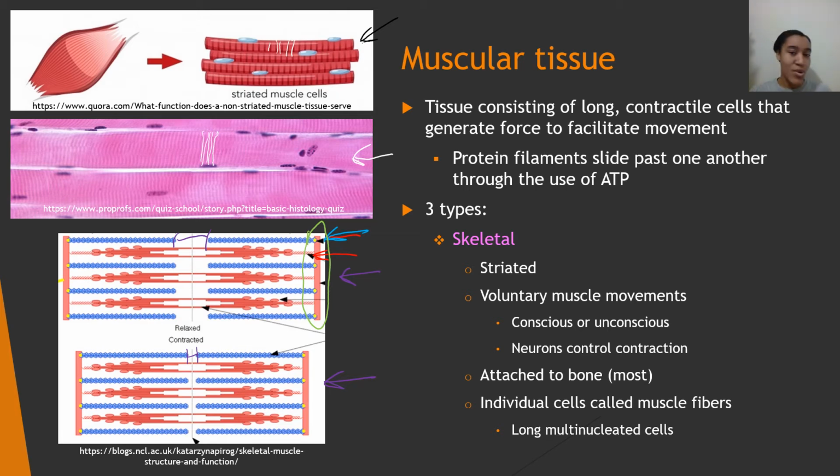So pop quiz, quick question. What connective tissue is responsible for attaching skeletal muscle to bone? Hopefully you can figure that out.